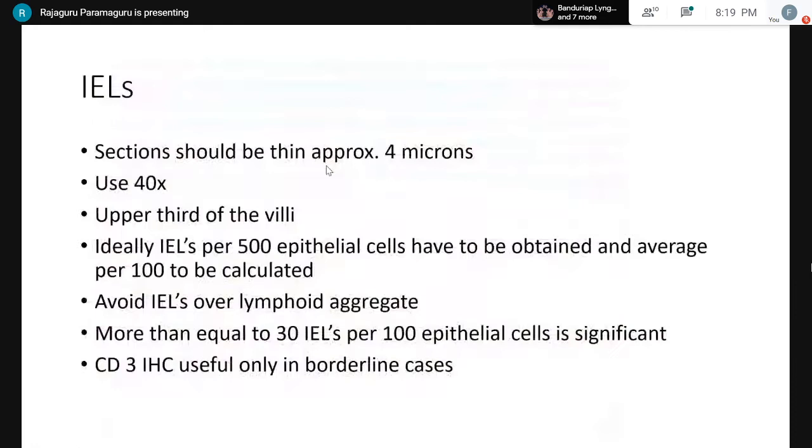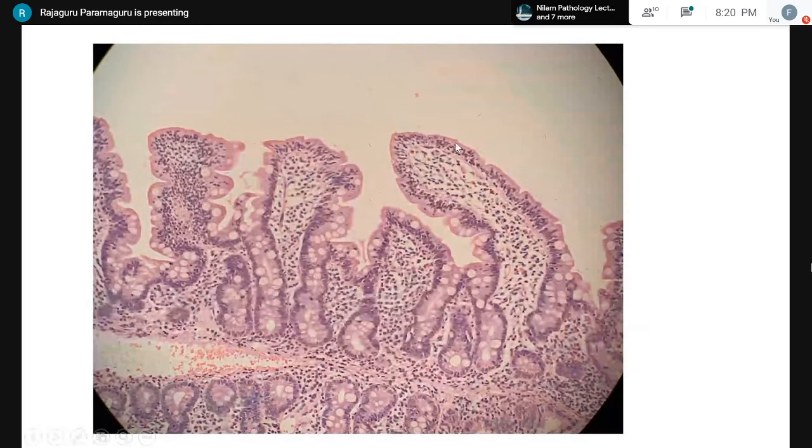So talking about intraepithelial lymphocytes, the sections to examine should be approximately 4 microns. Thicker sections might give a wrong value, so it is better we use 4 micron thickness sections, and always use the highest power, 40x, to count the cells. A total of 500 epithelial cells have to be counted, and the number of lymphocytes per 500 epithelial cells has to be calculated as an average for 100, and the count has to be taken only in the upper third of the villi. So only this portion has to be used for counting. The mid and the lower third are not right for counting intraepithelial lymphocytes. So that has to be kept in mind.